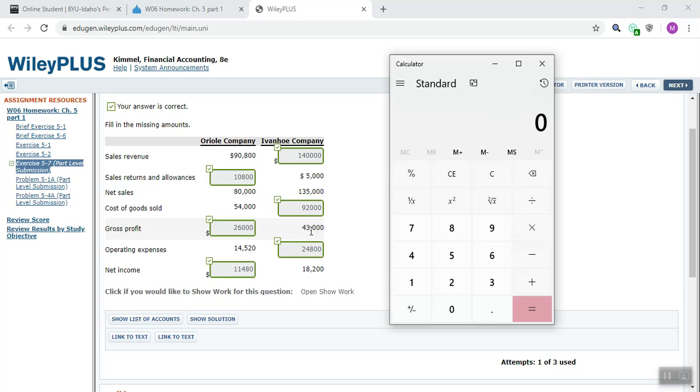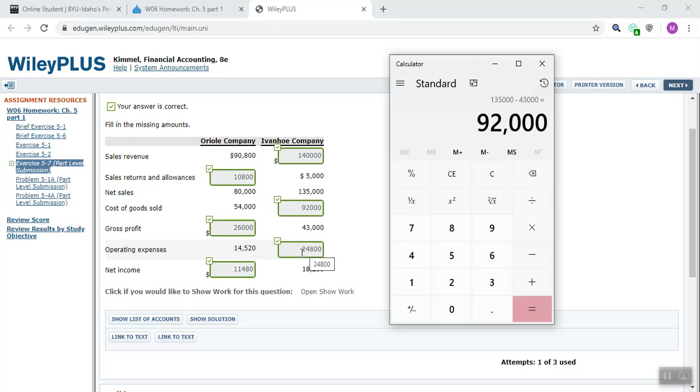The cost of goods sold is the next item missing in Ivanhoe Company, and they're giving us 43,000 for gross profit. Again, gross profit is net sales minus cost of goods sold. What I did to find this number is 135,000 minus 43,000, which gave me 92,000, and I plugged this number in here. Keep in mind that gross profit is net sales of 135,000 minus 92,000, and it'll equal a gross profit of 43,000.